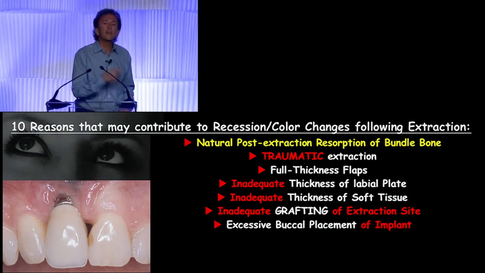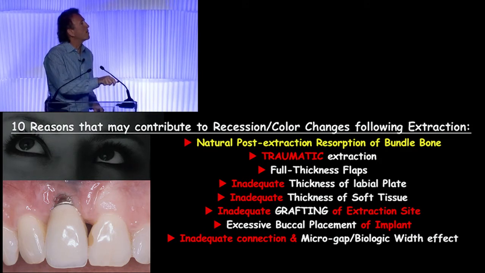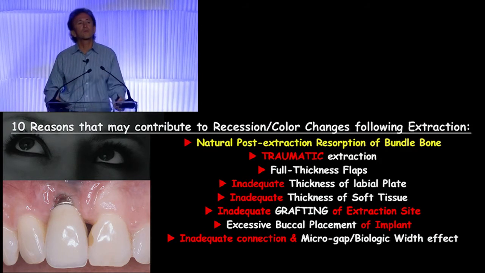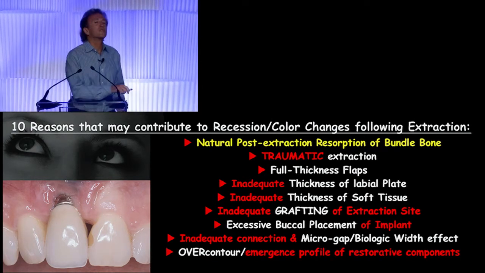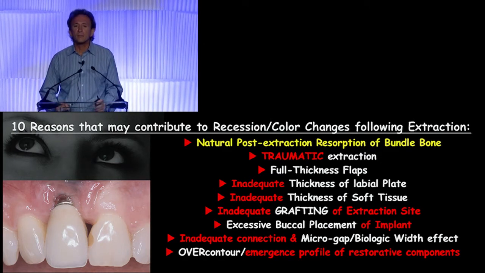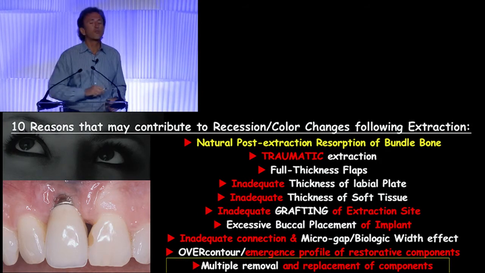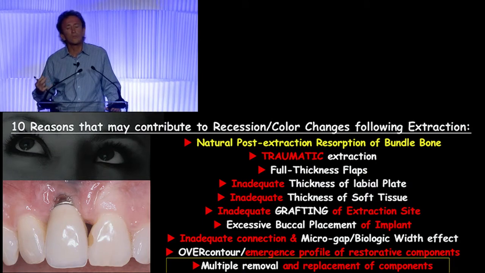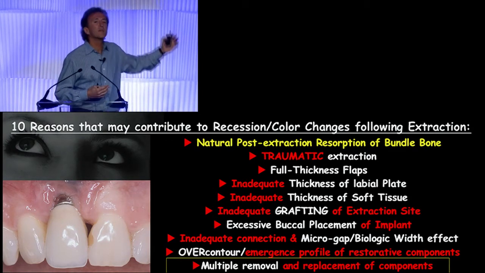Excessive buccal placement of the implant, we also mentioned earlier this morning. Inadequate connection and microgap and the biologic width effect that relates to that. Over contour of the emergence profile, leaving the implant in the subgingival area. Very, very big topics. And of course, my topic, multiple removal and replacement of components, which keeps damaging the interface, especially the junctional epithelium and so forth. So all of these are very, very important components, and you can see how many of them there are.